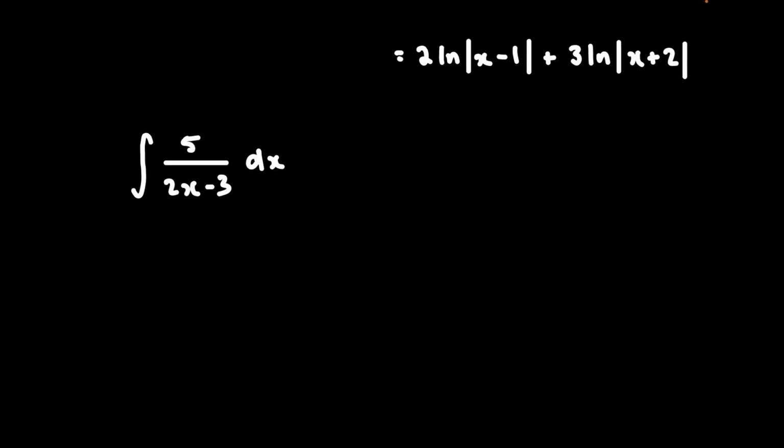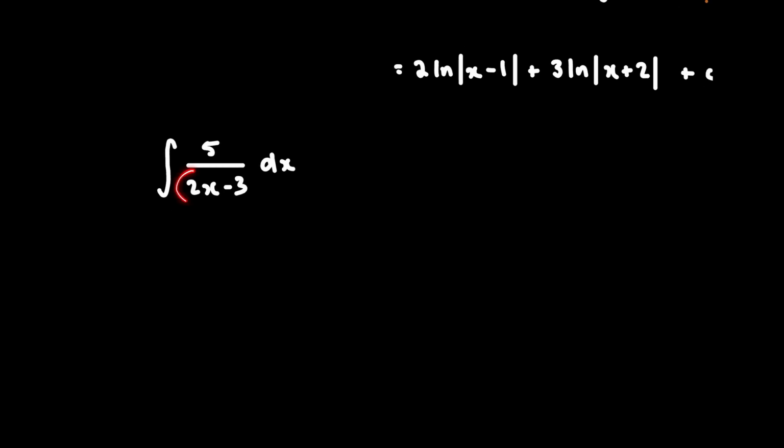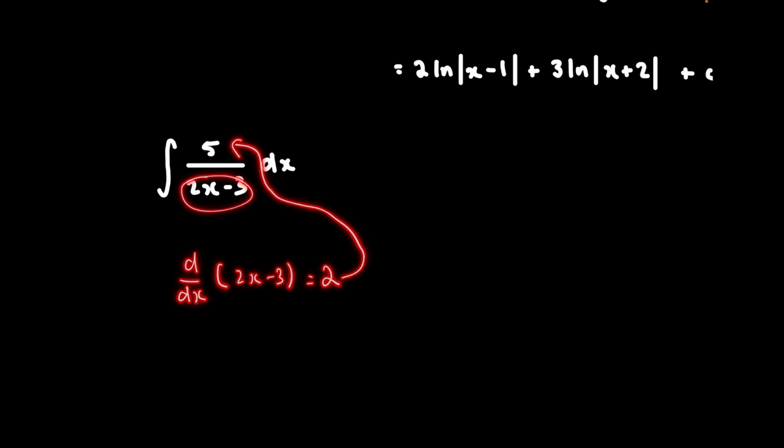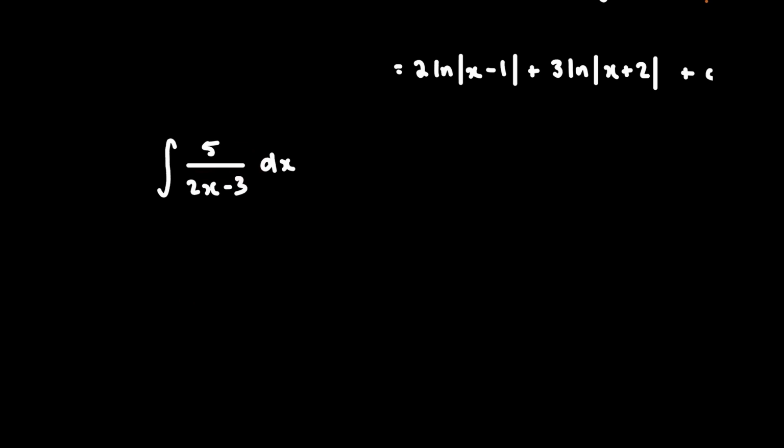And to integrate this, we need the same logic. We need the derivative of the denominator on the numerator. So currently, the derivative of 2x take 3 is simply equal to 2. But on the top of this fraction, we have a 5. So all I'm going to do is bring this 5 out the front, and we're left with 1 on the inside. Still doesn't help us, so I'm going to times the inside of this integral by 2.